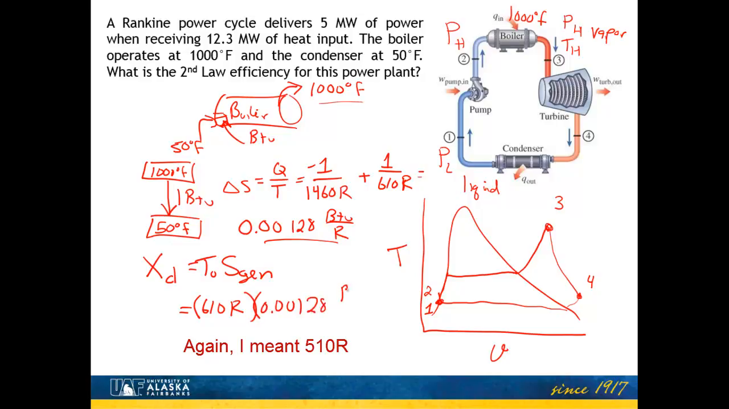0.00128 BTUs per Rankine. And if I multiply those two numbers together, I get 0.651 BTUs. So what does that tell me? Well, that tells me when I went ahead and moved 1 BTU of energy from a high temperature to lower temperature, I destroyed about 65% of that energy that went into here. It isn't actually going to be work potential.